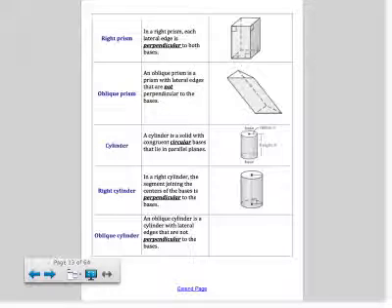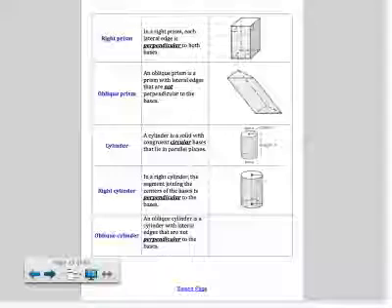A right cylinder is a cylinder in which the line connecting the centers of the two circles is perpendicular to the bases. In an oblique cylinder, they would not be perpendicular.